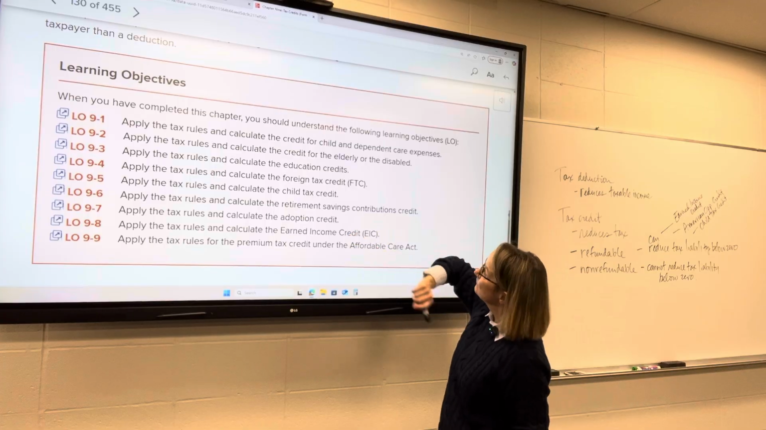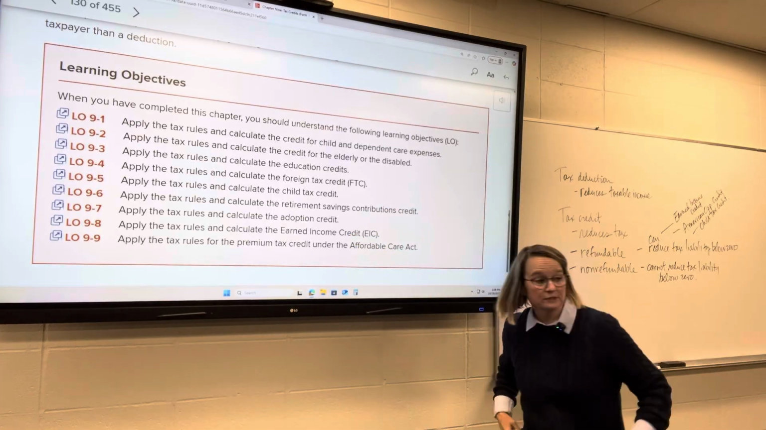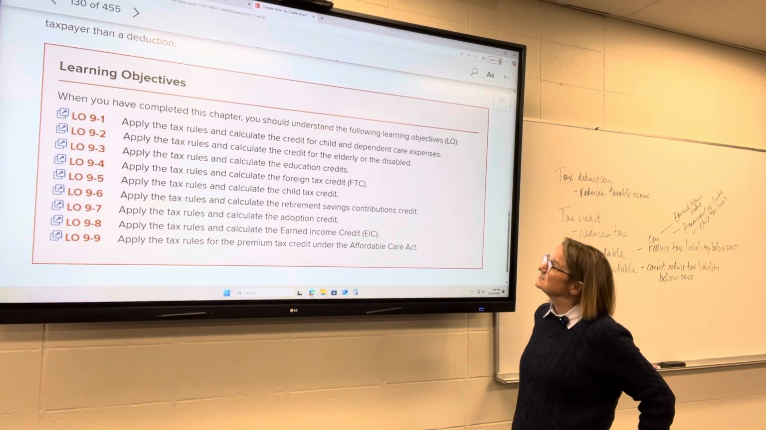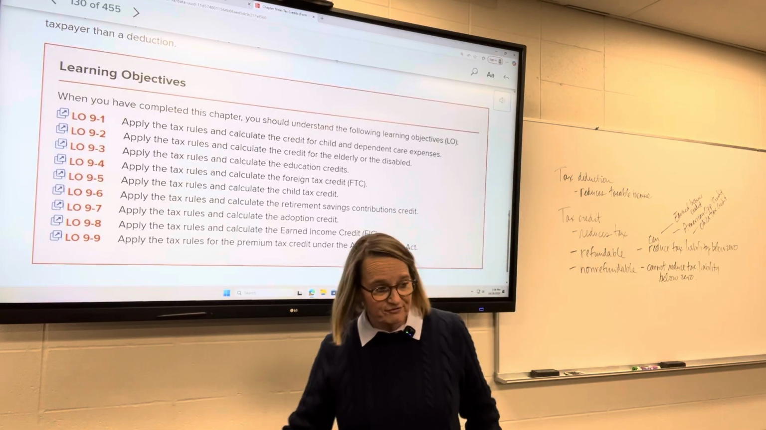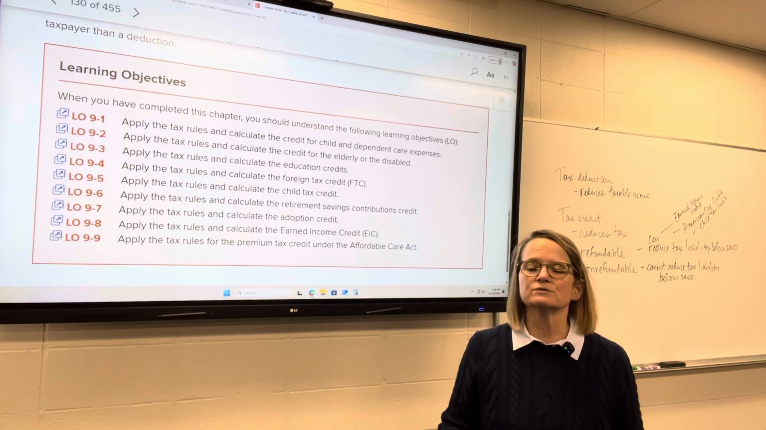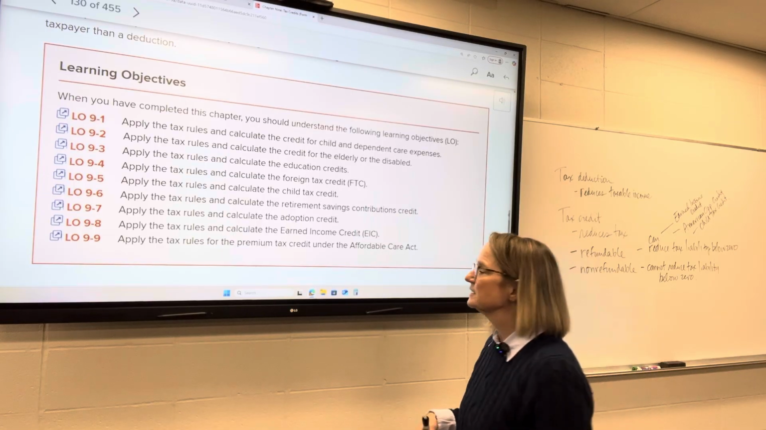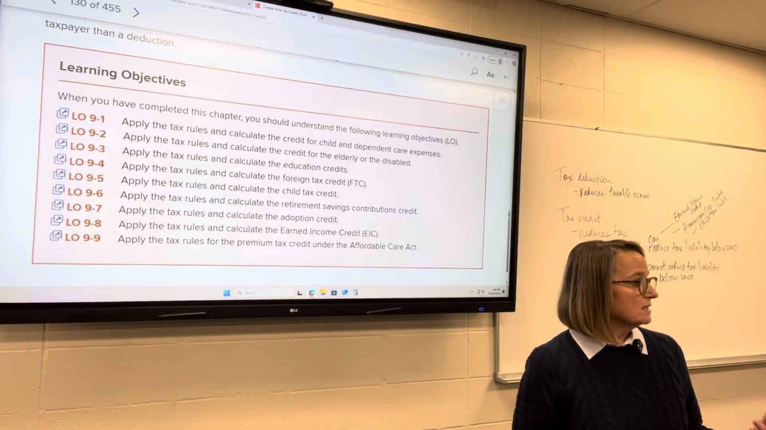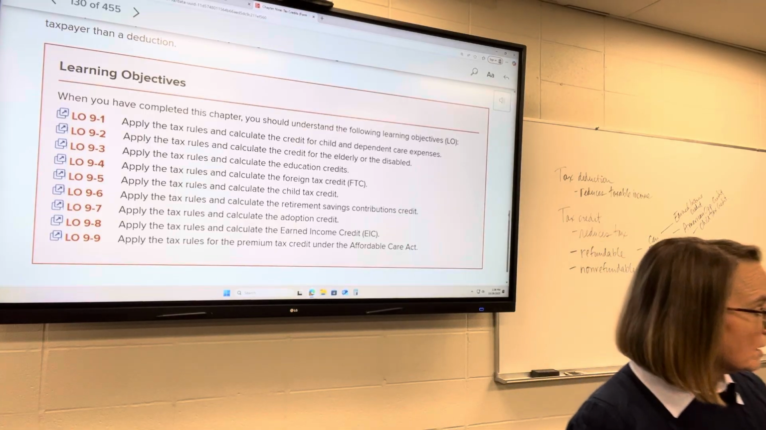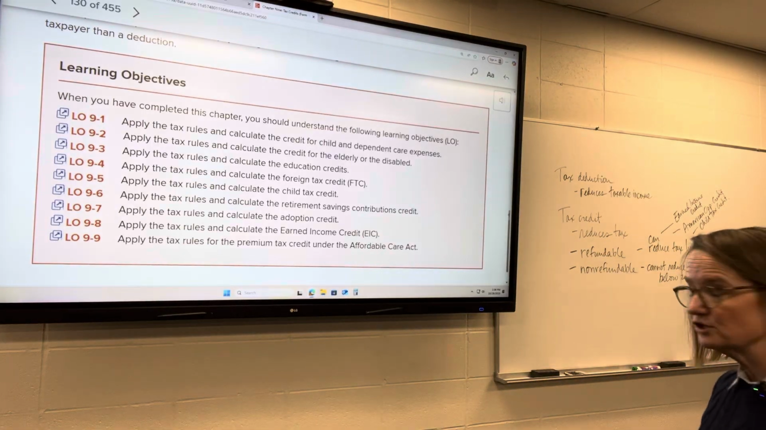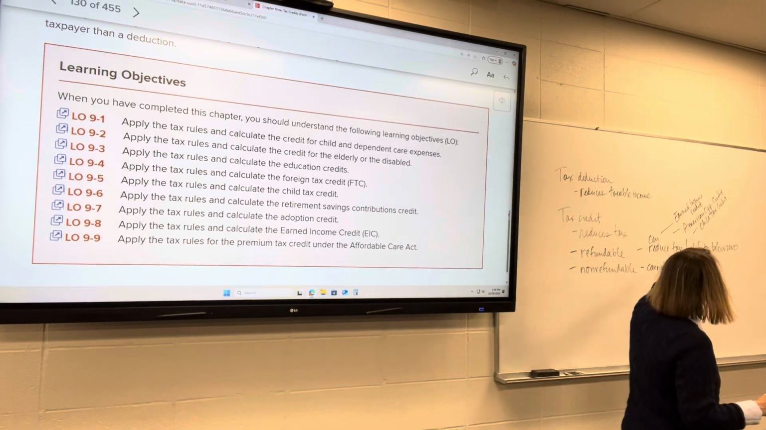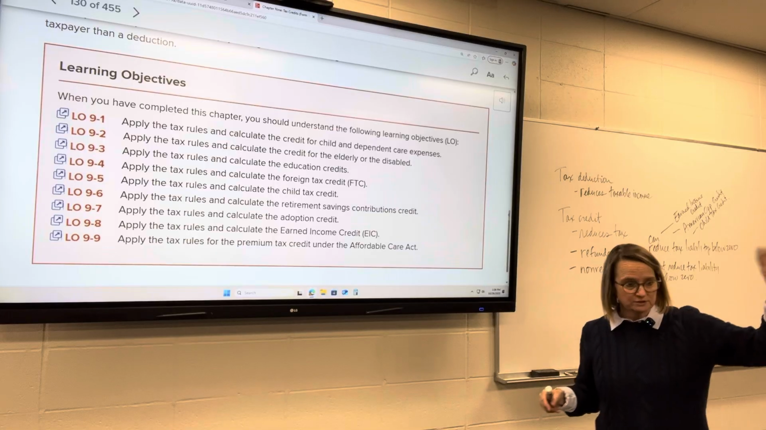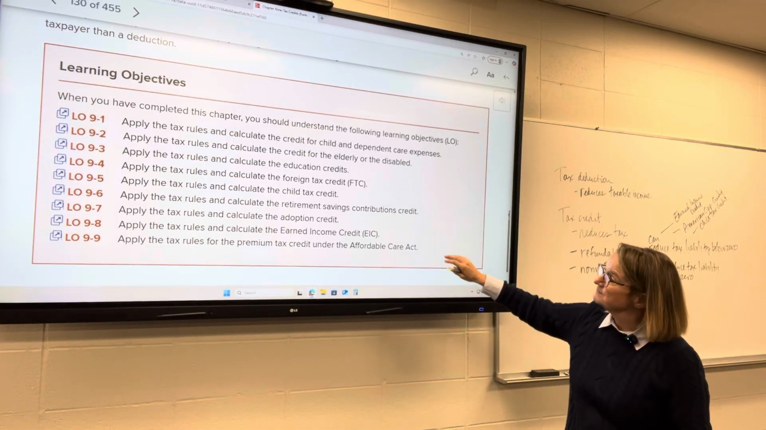entitled to it. There is this credit for the elderly or the disabled that we're going to go through. This one's not used all that often, and you'll see why. It's very limited in its utility, but we're going to look at that one as well. Education credits. This is one that a lot of students are interested in. There are a couple types of education credits. One of those is the American Opportunity Credit. There's another one called the Lifetime Learning Credit. So we're going to go over those 2 credits.